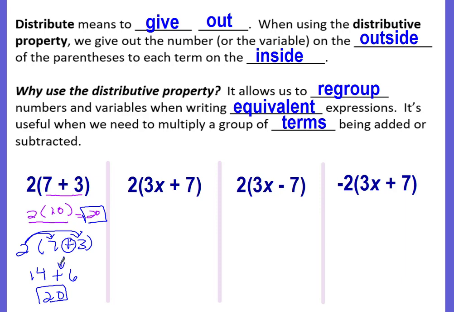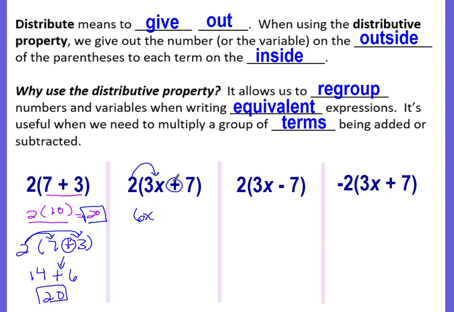Now, that's a lot of extra work, so if it's a numerical expression like this one, I would probably stick to order of operations. But now let's get into examples where it's not numerical, where they're algebraic expressions. And remember, algebraic expressions have a variable in there. So here we go. We're going to share out, give out, or distribute the 2 with the 3 x's. And we multiply the numbers together. 2 times 3 is 6, so that makes 6 x's.